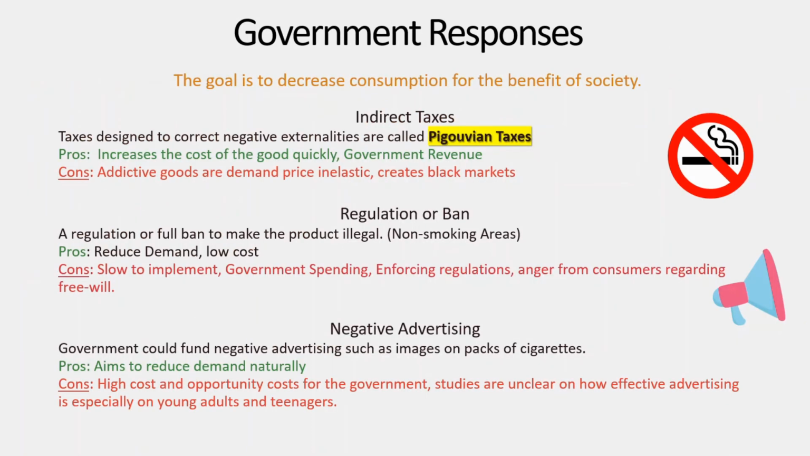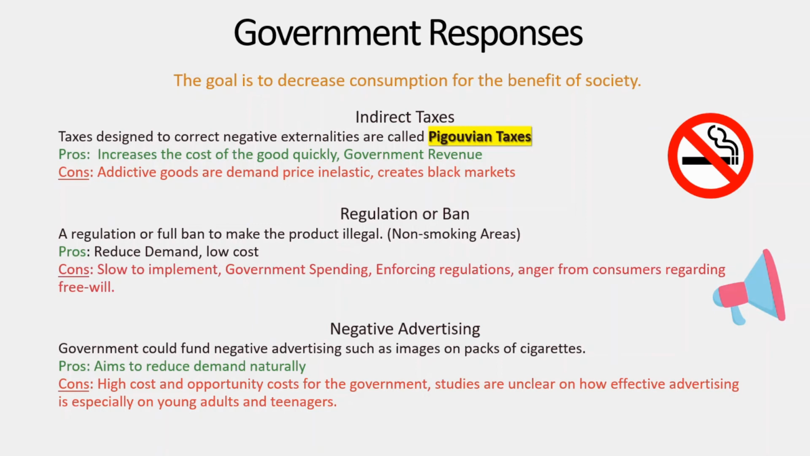Some of the things the government can do is they could do a Pigouvian tax. This is a tax on a negative externality, like cigarettes is a Pigouvian tax on demerit goods. This will increase the cost quickly, but it's going to be a supply shift, so it's a little bit confusing. However, addictive goods are inelastic, so this will lead to black markets, and it won't necessarily push the demerit good as much.